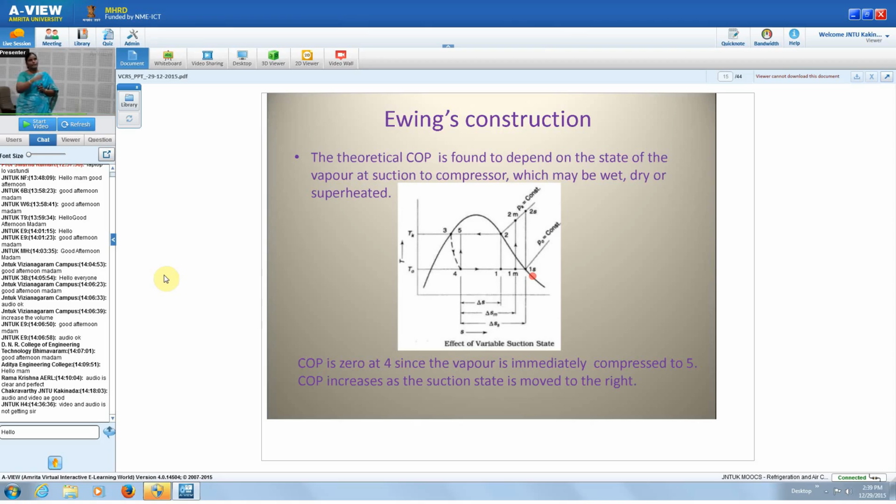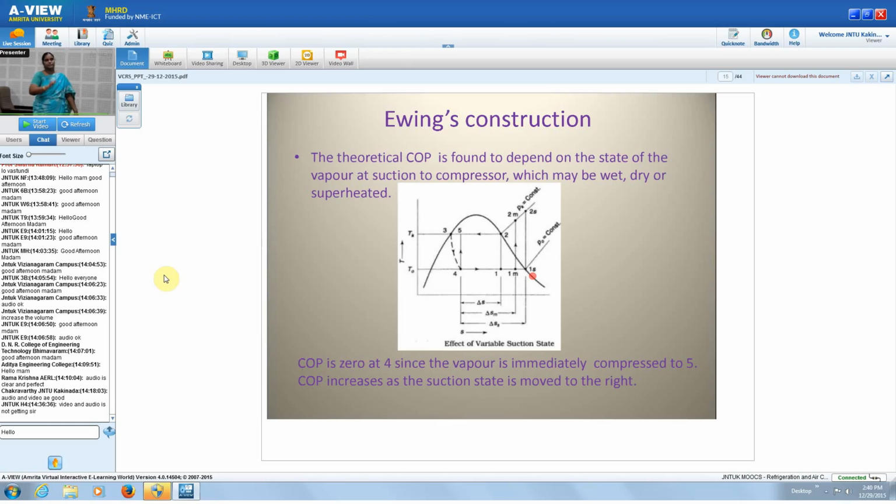According to Ewing, he found that always at the suction of the compressor, when the refrigerant is in the wet state, and at the end of the compression, if it is in the superheated state, then we can get more COP. So obviously more refrigerating effect also. So 1m is nothing but at the suction of the compressor, the refrigerant is in the wet state.